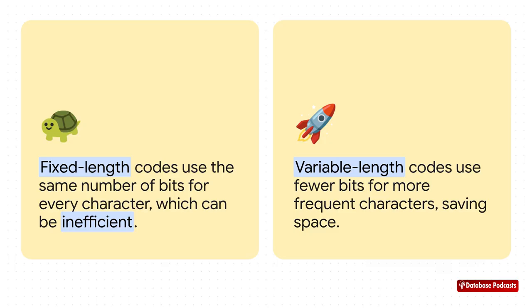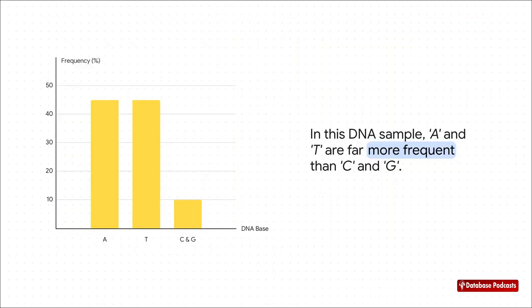It works, but you end up wasting a ton of space, especially when some characters show up way more often than others. And what's really interesting is that in this sample, you can see A and T are way more common. So a much better approach would be to give these frequent characters shorter codes and the less frequent ones longer codes. This is the core idea of variable length coding.